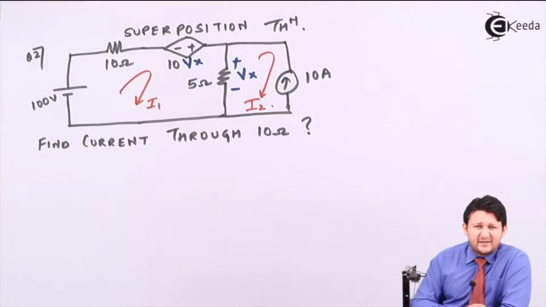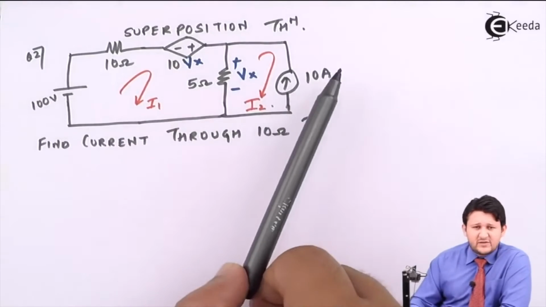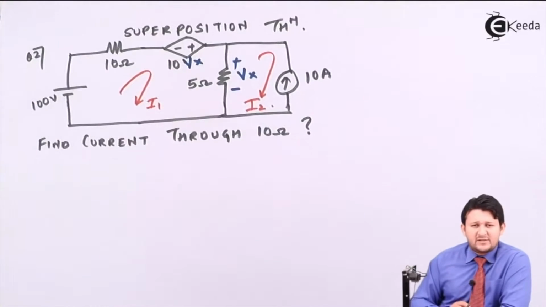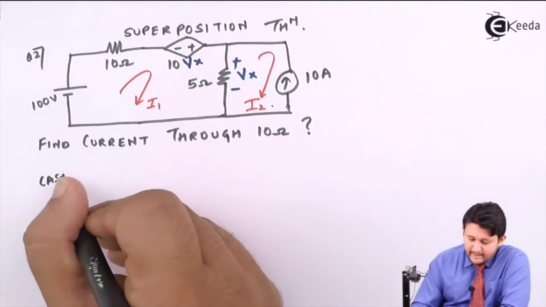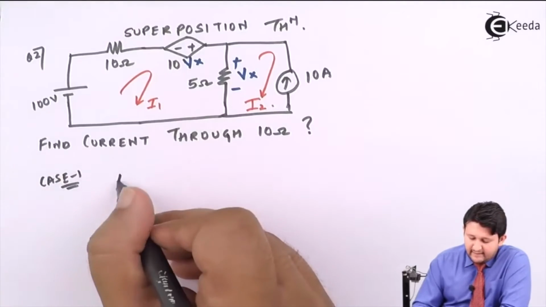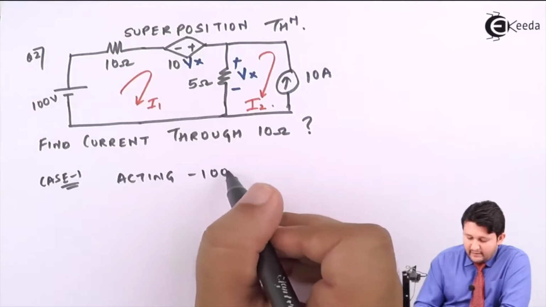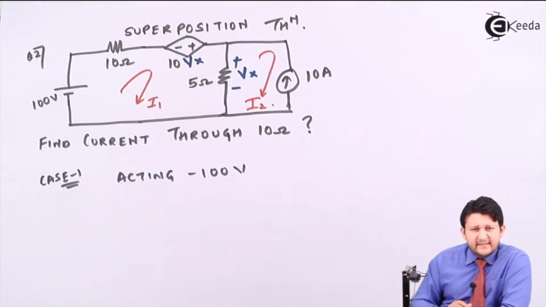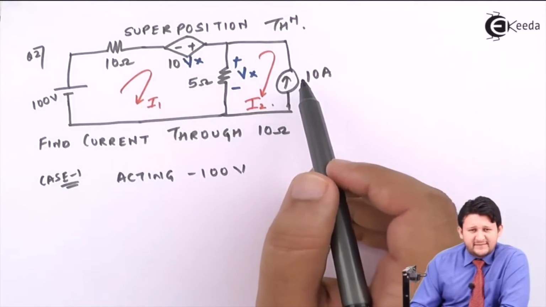So that simply tells you have to solve by using two cases. In first case, you have to keep 100 volt. Second case, you have to keep 10 amperes. So let's solve by using 100 volt. Case 1 acting 100 volt. When I am saying I need to use 100 volt, that means I need to remove 10 amperes.